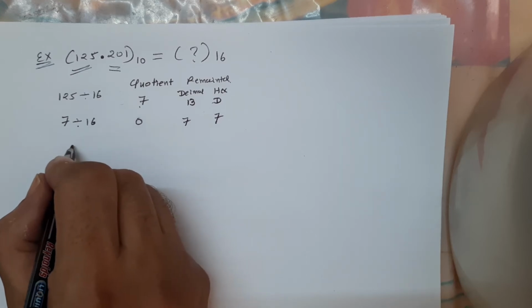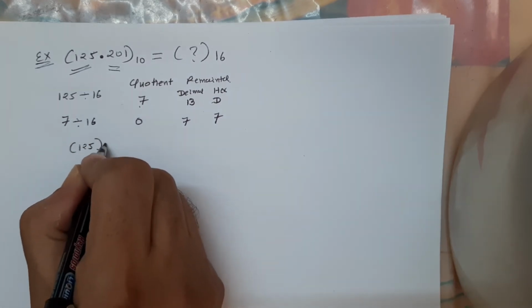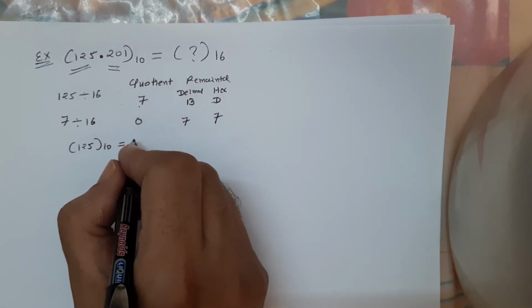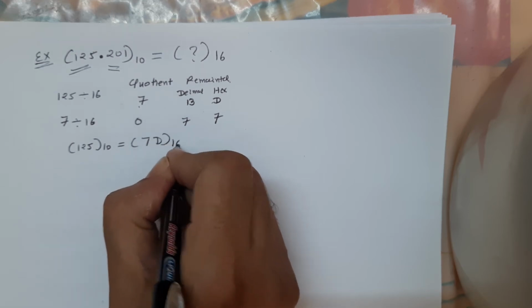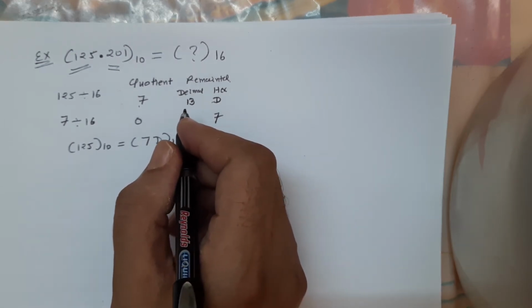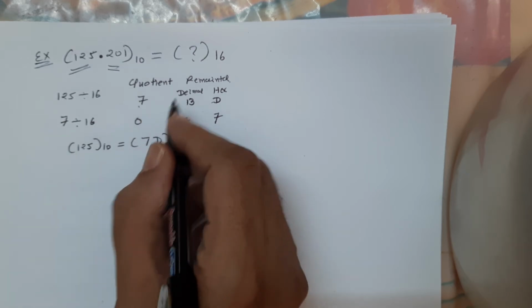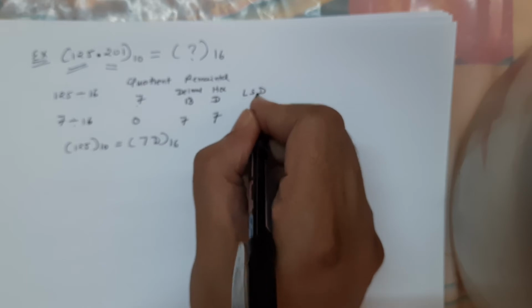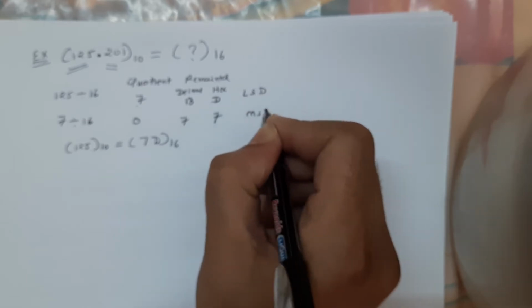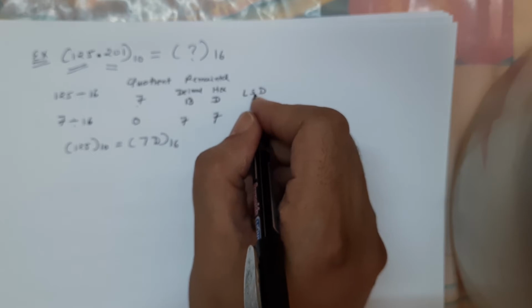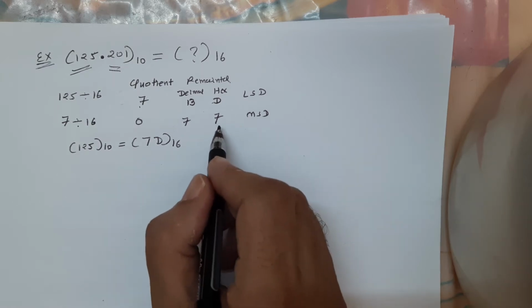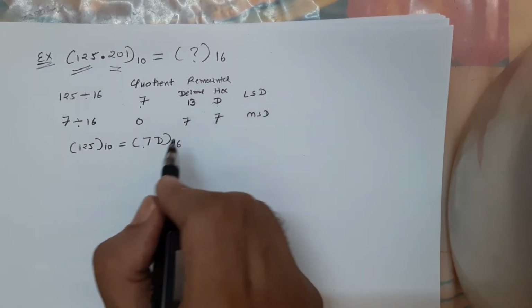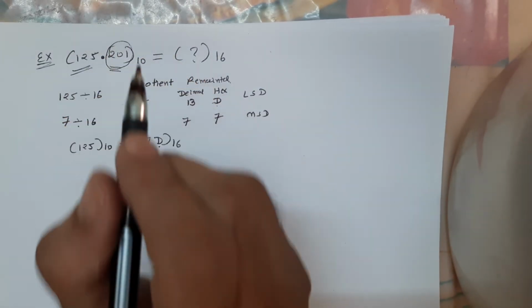So we can write 125 in decimal is equal to 7D in the form of 16. This is the integer part. So upper portion is LSD and lower portion is MSD. MSD means we can write this value first. LSD means we can write this value last, right? Now we are discussing the fractional part, right?